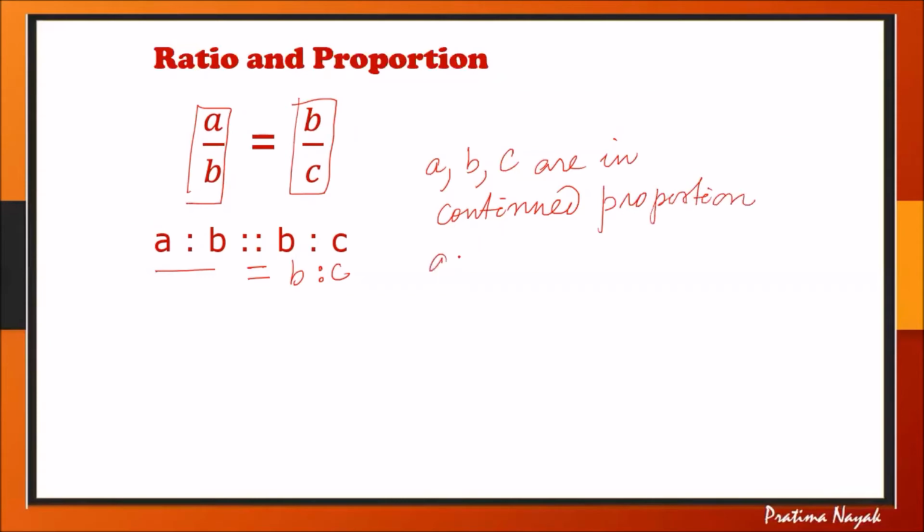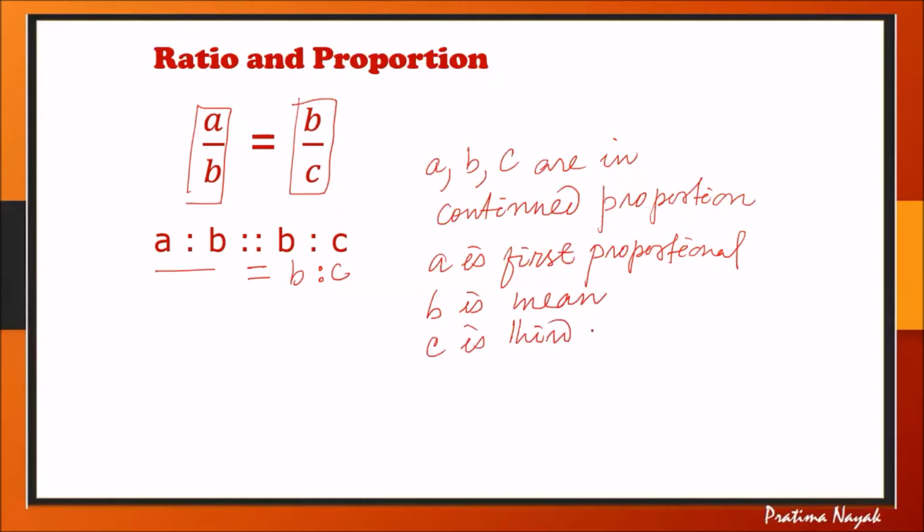Here A is called the first proportional, B is called the mean proportional, and C is called the third proportional. B is also called second, but another term is used for B. The second one is mean proportional.